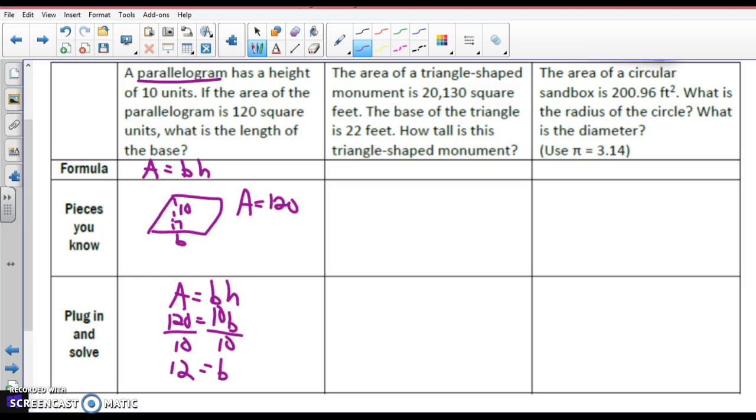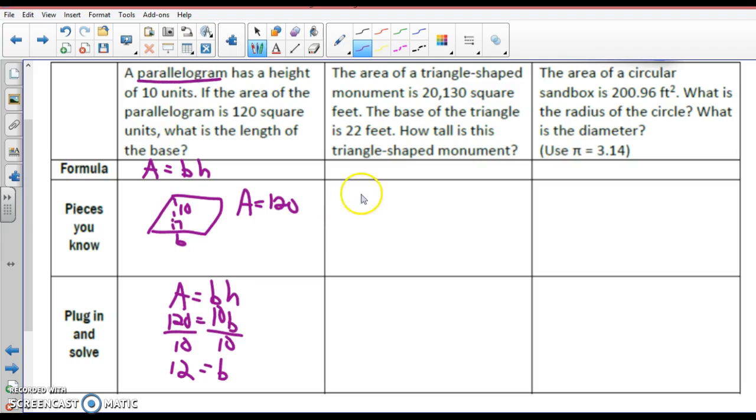All right, so what I was saying before the announcement was this is just another way to look at an area problem. Typically, they give you the base and the height, and they want you to find the area. Here, they gave you the area and the height, and they want you to find the base. But it's all in just manipulating the formula. All right. The area of a triangular-shaped monument is 20,130 square feet. The base of the triangle is 22 feet. How tall is the monument?